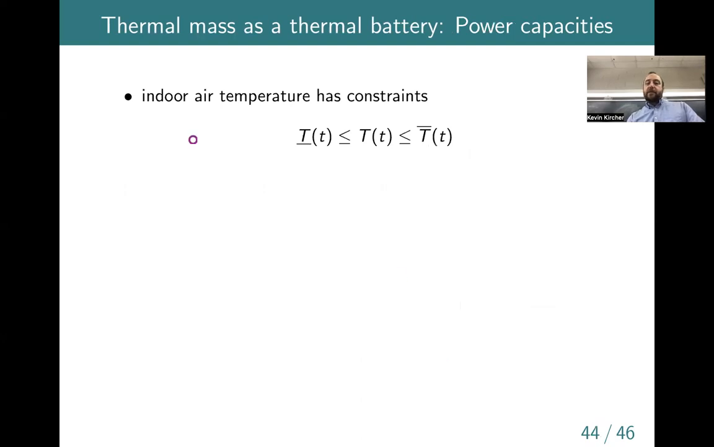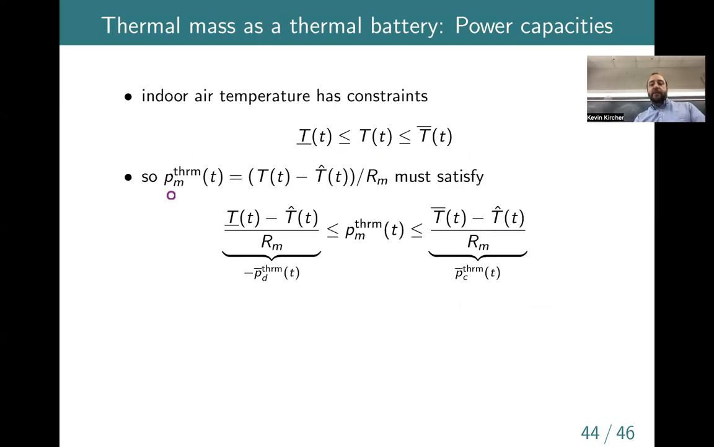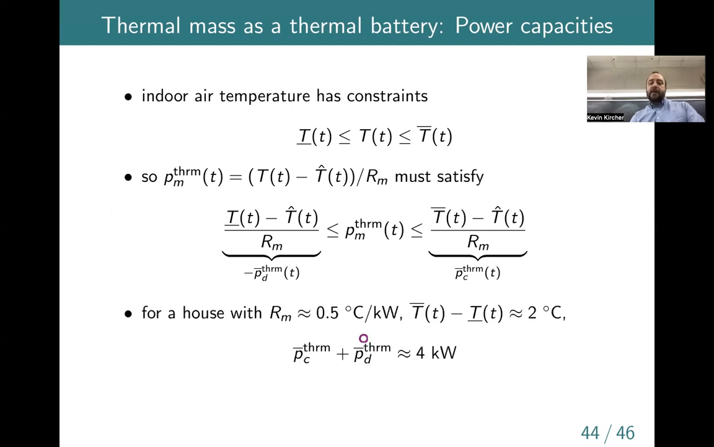And we can run the same thing for the power capacity. Again, the lever that we're using to do the charging is the indoor temperature itself here. So that has limits, and therefore the thermal power has some limits as well. We take the inequalities, subtract T hat and divide by RM. And we get the limits on the thermal power. So that's our discharging and our charging power capacities. And if we add those up for a typical building, we're on the order of about 4 kilowatts.